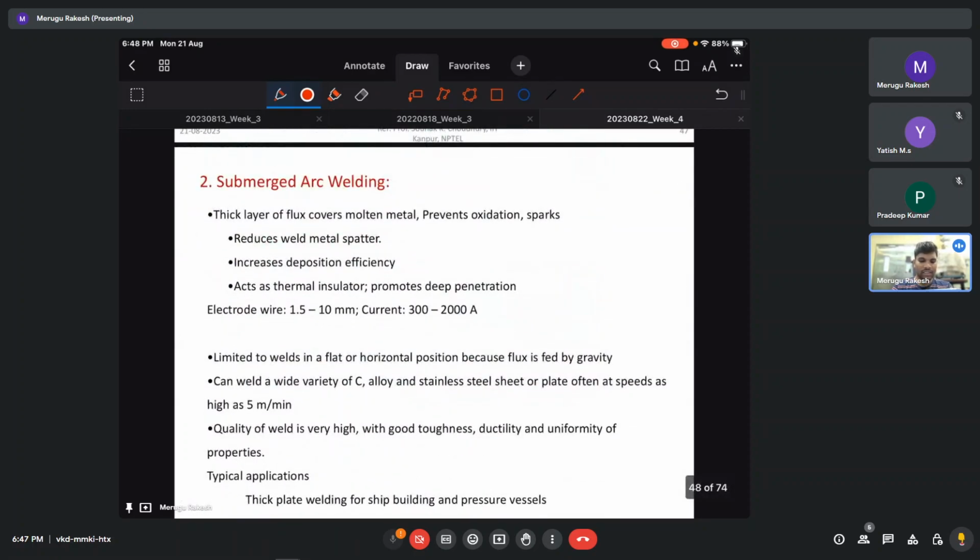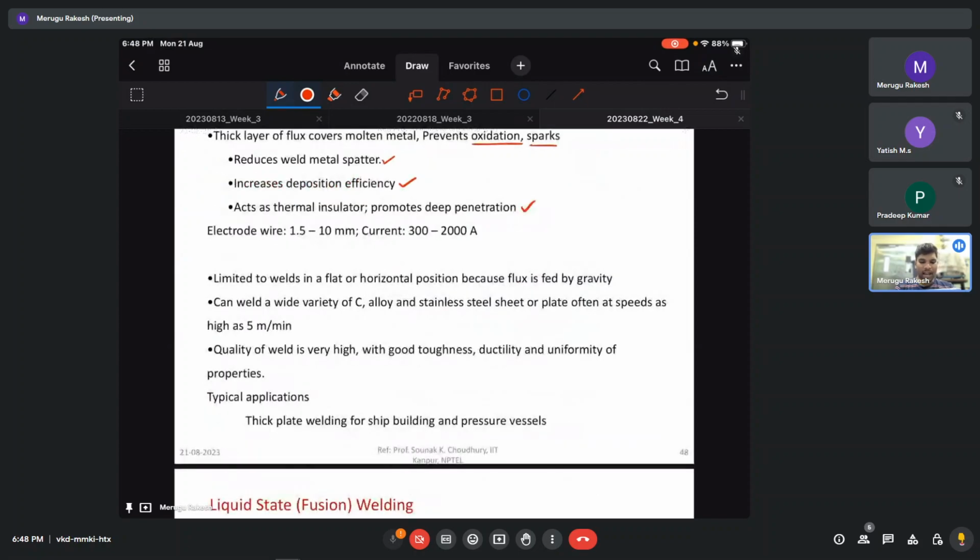A thick layer of flux covers the molten metal, prevents oxidation and sparks, reduces weld spatter, increases deposition efficiency, acts as a thermal insulator, and promotes deep penetration. Okay, limited to welds in the flat position because the flux is assisted only by gravity. Can weld a variety of carbon, alloy and stainless steel sheets and plates, often at speeds as high as 5 meters per minute, which is very impressive in welding. That is only possible with this type of welding.